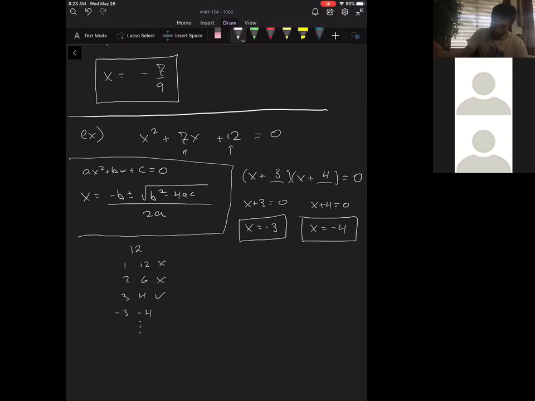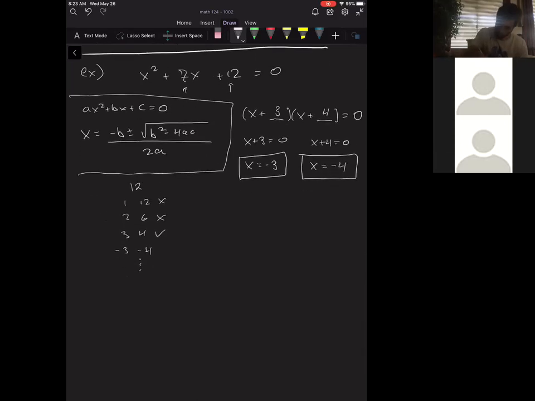All right, let's do another problem like that. So maybe something like x squared, let's do minus 5x, then plus 4 is equal to 0.